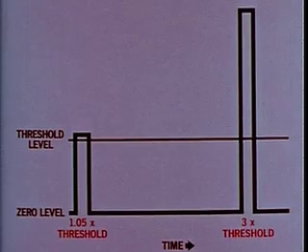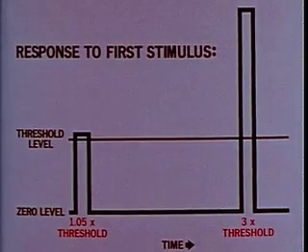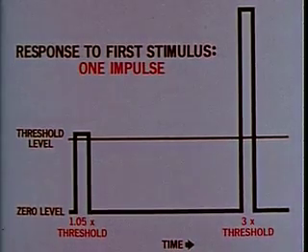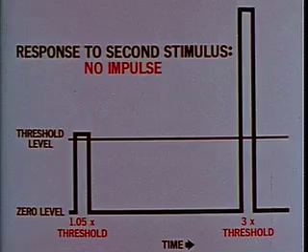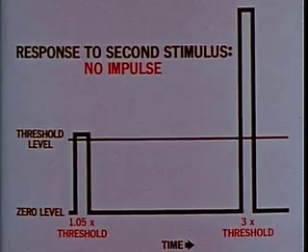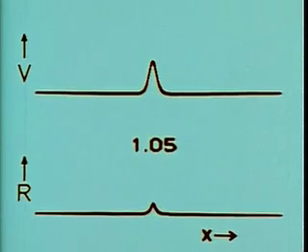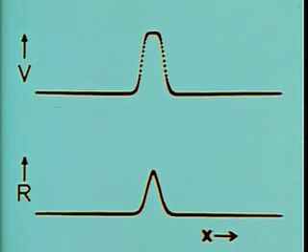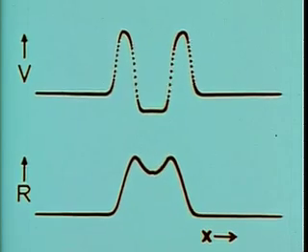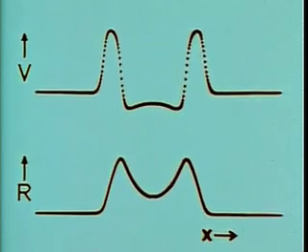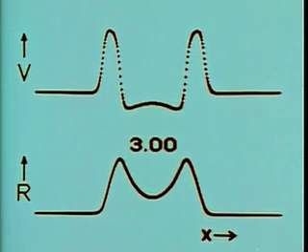In this experiment, the first stimulus produces an impulse. But the second one does not, no matter how strong it is. After the first impulse, the membrane is in the absolute refractory phase, caused by the R wave, which prevents excitation.